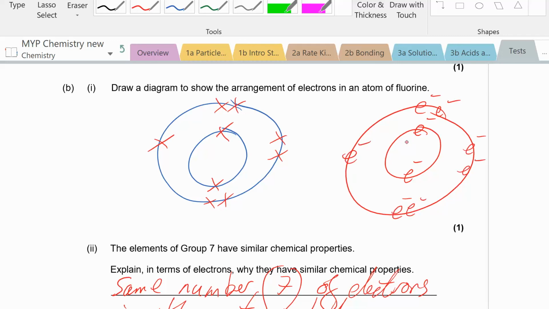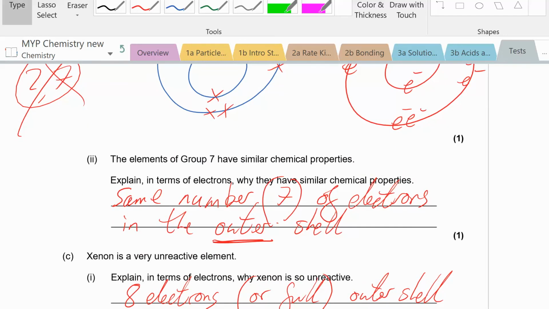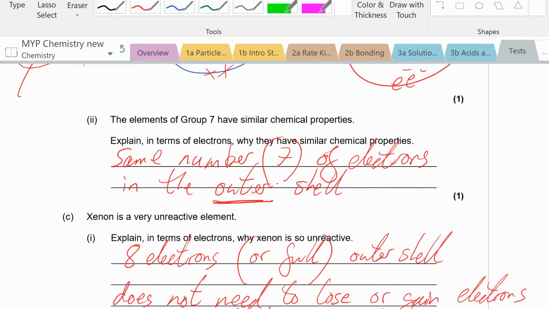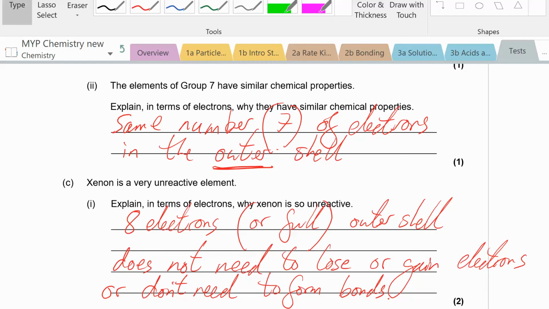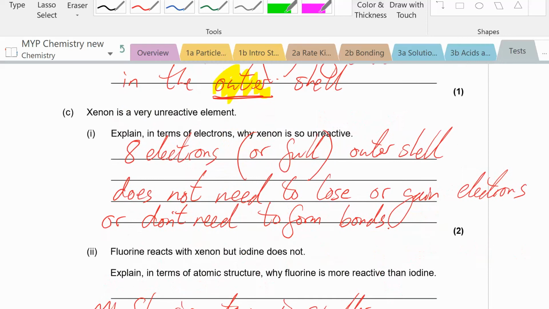But you needed 2 in the first shell and 7 in the next one. You couldn't have just done that. That would not be allowed. Explain in terms of electrons why they have similar chemical properties. The same number of electrons in their outer shell. Very important that you have the word outer, and instead of same number, you could have also written 7.